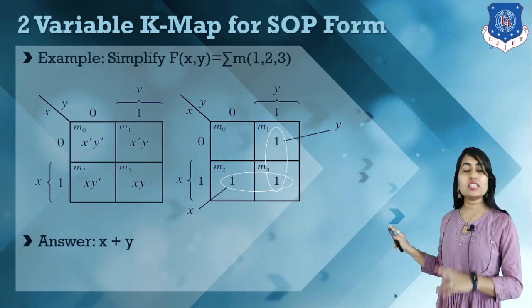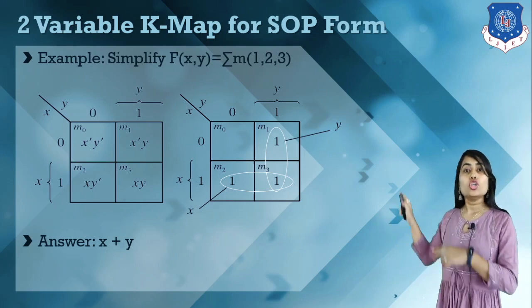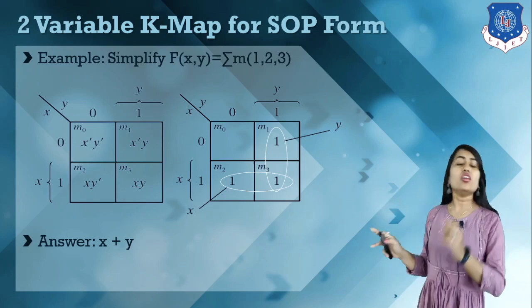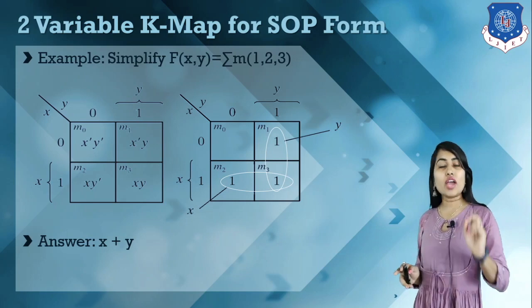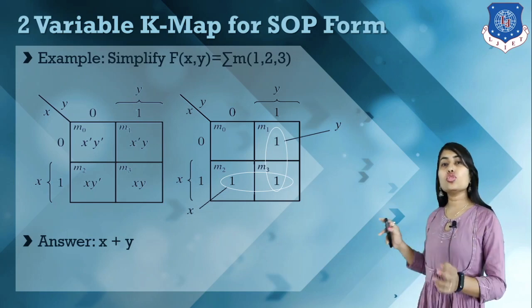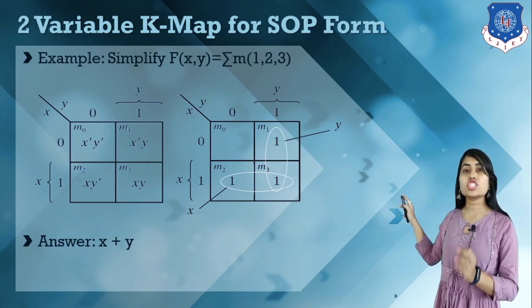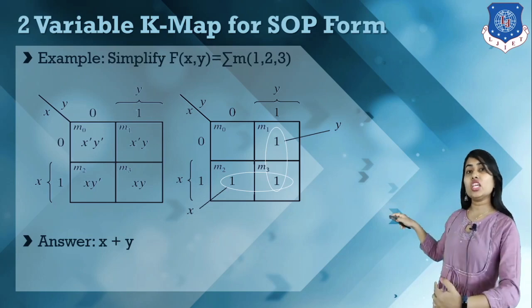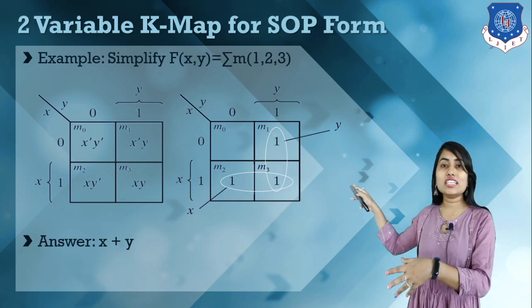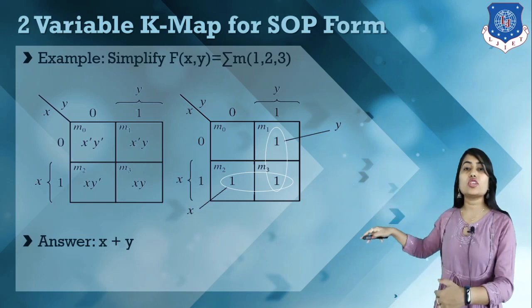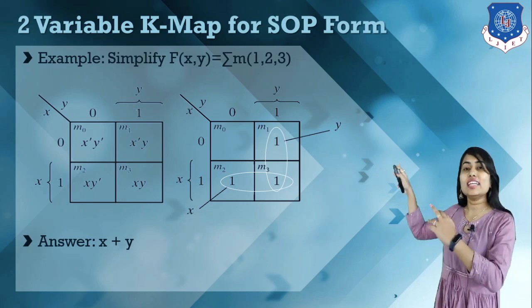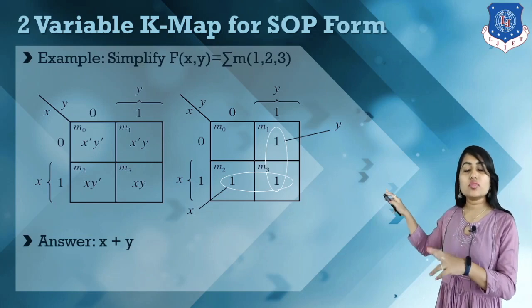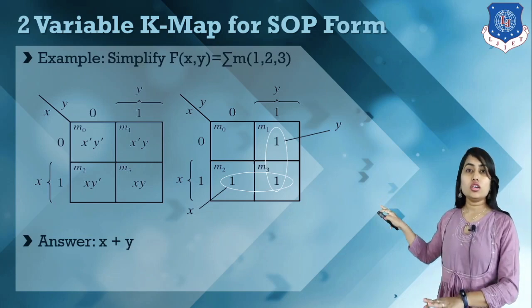And how do we write the logical function for an individual group? For that, look in both directions, horizontal and vertical. Whenever we have a common value, that common value is basically the logical function of that individual group. For example, for this group of 1 and 3, in the horizontal direction x is equal to 0 and x is equal to 1, so there is no common value. But in the vertical direction, for both conditions we have a common value, that is y equal to 1. That means the function of this group is y.